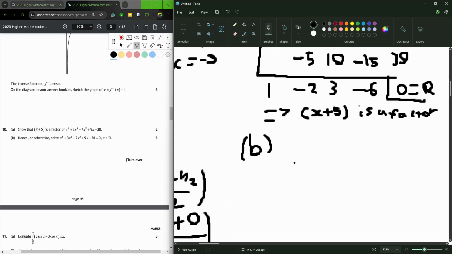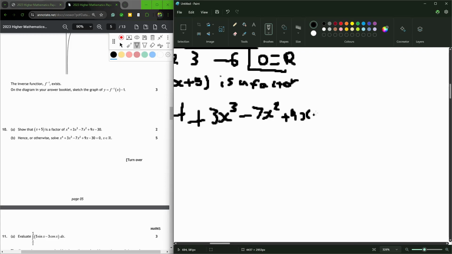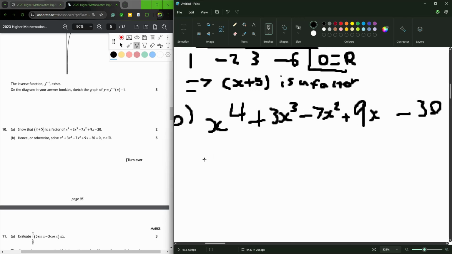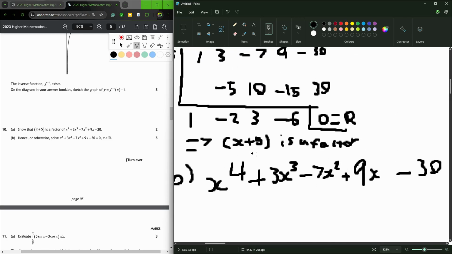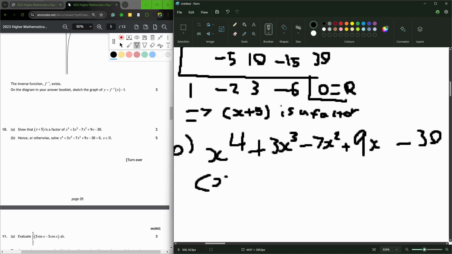So what we can do here is you can be like, okay, well, x^4 plus 3x cubed minus 7x squared plus 9x minus 30. But we know that if we plug -5 in this, this is a factor of that. So we can actually divide it because this remainder down here is what happens when we divide this. So that means we can say, okay, well, this equals (x plus 5) times, so that's 1, 2, 3, 4, this is going to be x cubed minus 2x squared plus 3x minus 6.